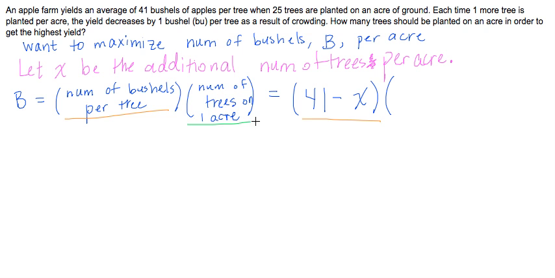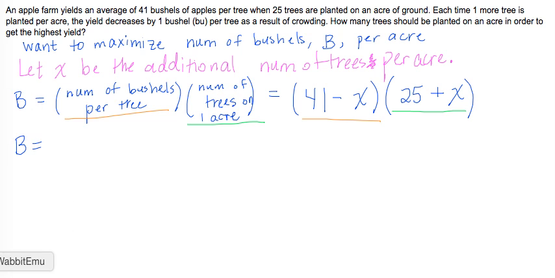Then the number of trees per acre, well, we're starting with 25 trees per acre, and we're going to plant an additional X trees on top of that. Now, if we do this whole problem and we get that X is negative, then that would mean we should take away trees and plant fewer than 25. Okay, so let's simplify and FOIL this first.